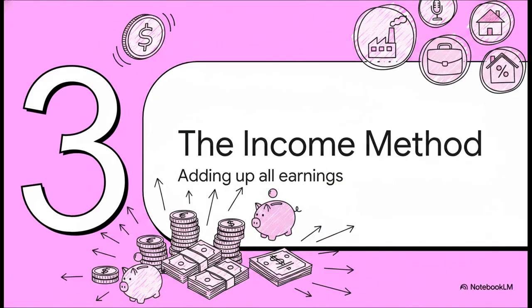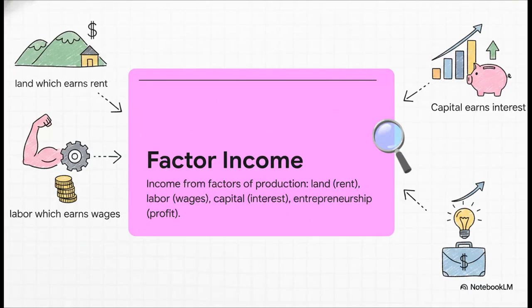Okay, time to flip the coin. If the expenditure method was all about tracking where the money went, the income method is all about tracking where that money came from. It asks the question, who actually earned all the income that was created by producing all those goods and services? The big idea here is something called factor income.